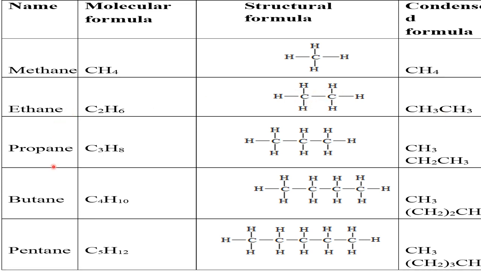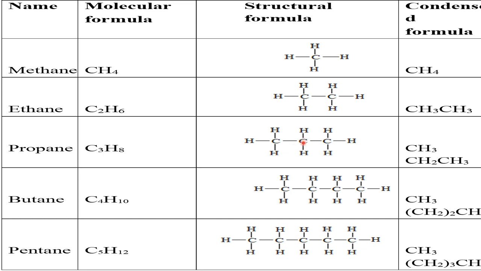The next is propane. So propane, the molecular formula is C3H8, since prop means 3. If you use the formula, you're going to get 8 here. The structural formula, again, you start with carbon atoms. So there are 3 carbon atoms. You write carbon atoms, you connect them with single bonds, then you populate the remaining bonds with hydrogen atoms. Keep in mind that each carbon atom should have 4 bonds.